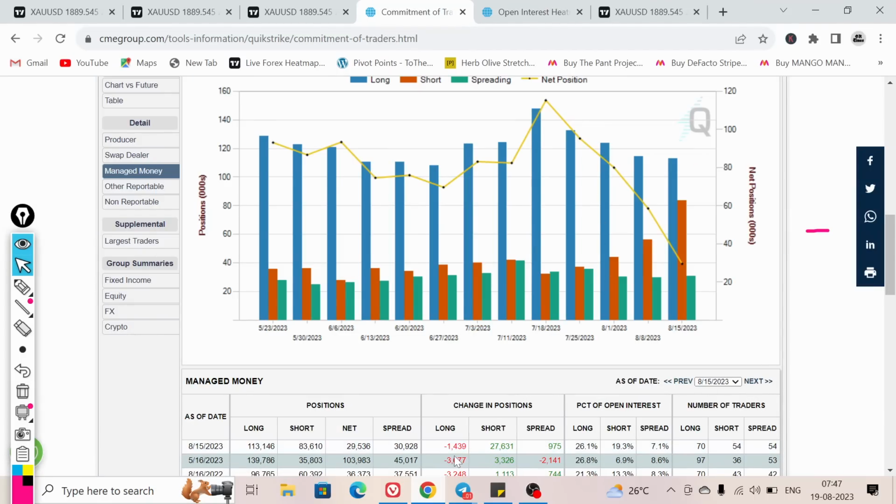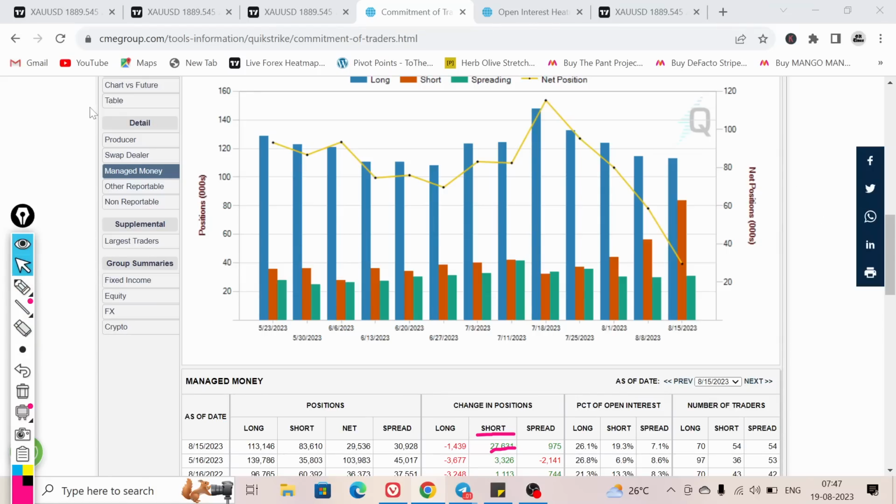So they are still covering their long. You can clearly see over here, this time the number is small, but the number in the short is big. So they are building positions in the short. So the overall sentiment from the COT is still bearish, because they are not adding in the long, they are still covering their long, and they are putting money in the short. This directly shows a bearish sentiment, and they are not bullish on gold right now for this week.